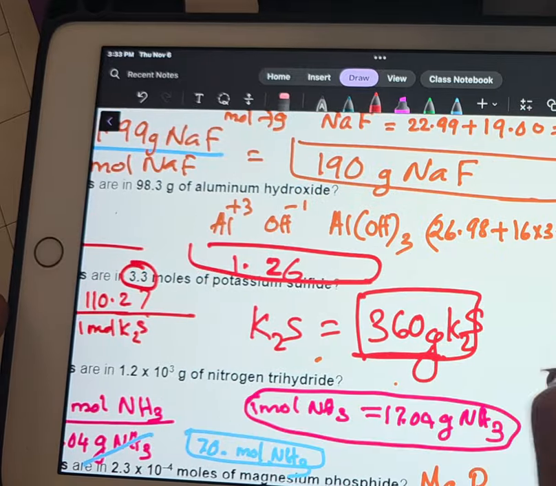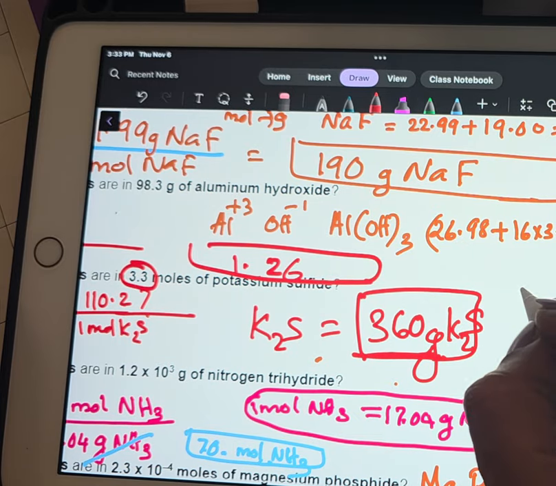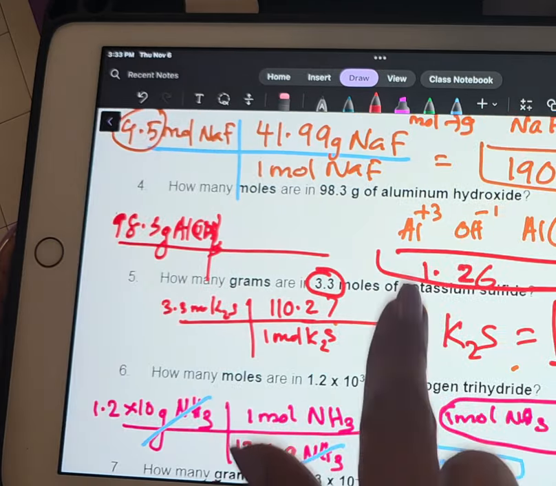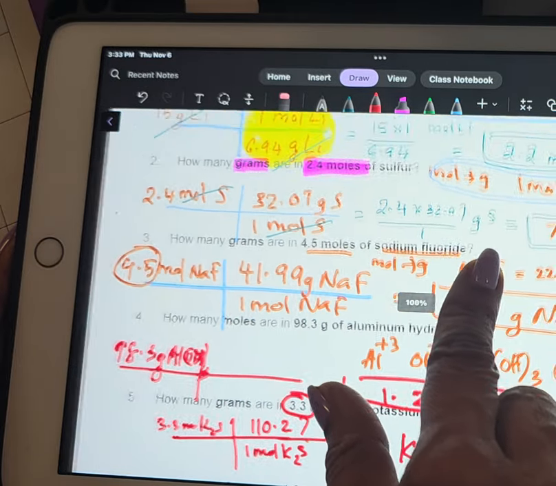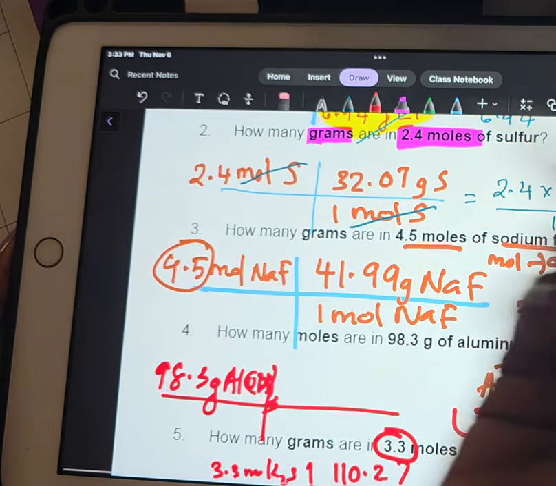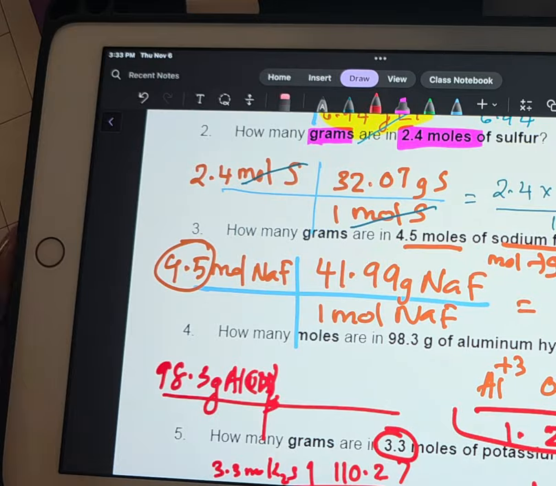See, sulfur has a charge of 2, potassium has a charge of 1. Do the crisscrossing. For ionic compound, you have to do the crisscrossing. For covalent compound, no. Number 3? Yes, I did. Sodium has a charge of Na1, fluoride has a charge of 1. So it is 1 is to 1.